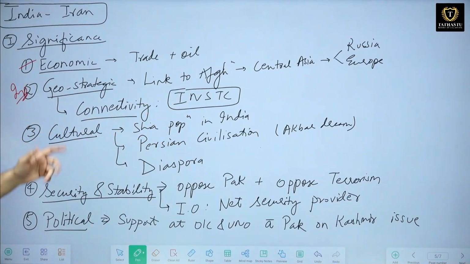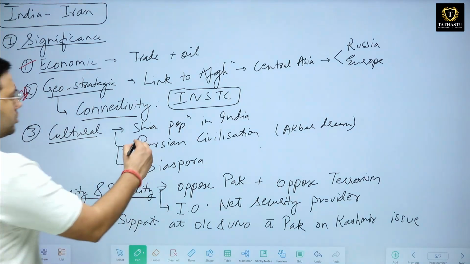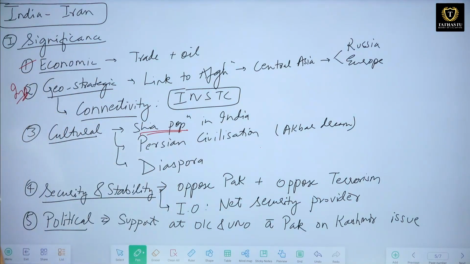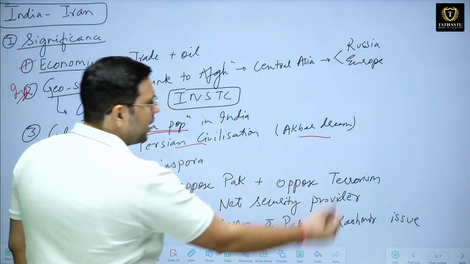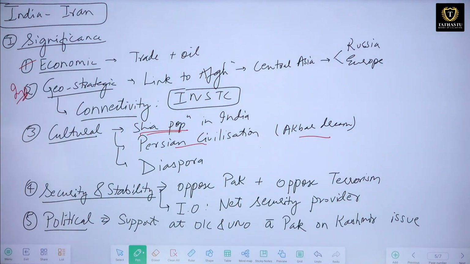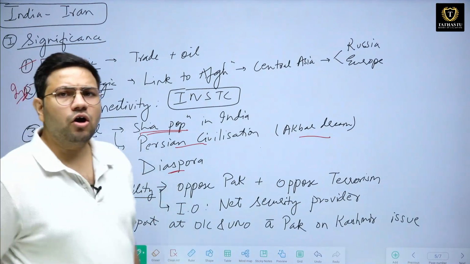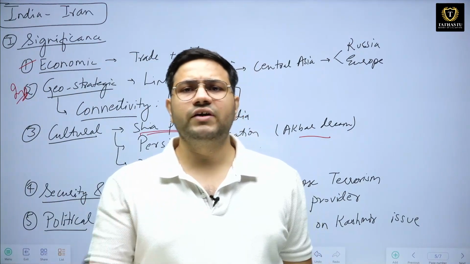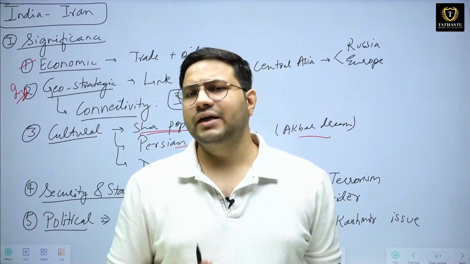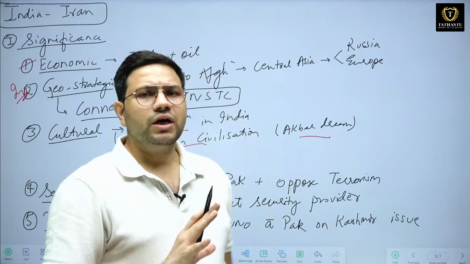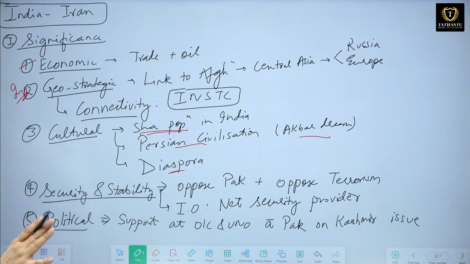Next is cultural. India also has a good Shia population, and we give very good respect to our Shias. Therefore, Iran and India have good relations because of the Shia population. Second is Persian civilization, as I already told you, and Akbar's dream. Next is diaspora. A lot of Indians are working in Iran, and a lot of Iranians are studying and working in India. Therefore, we have a very good cultural mix of the diaspora. Next is security and stability.